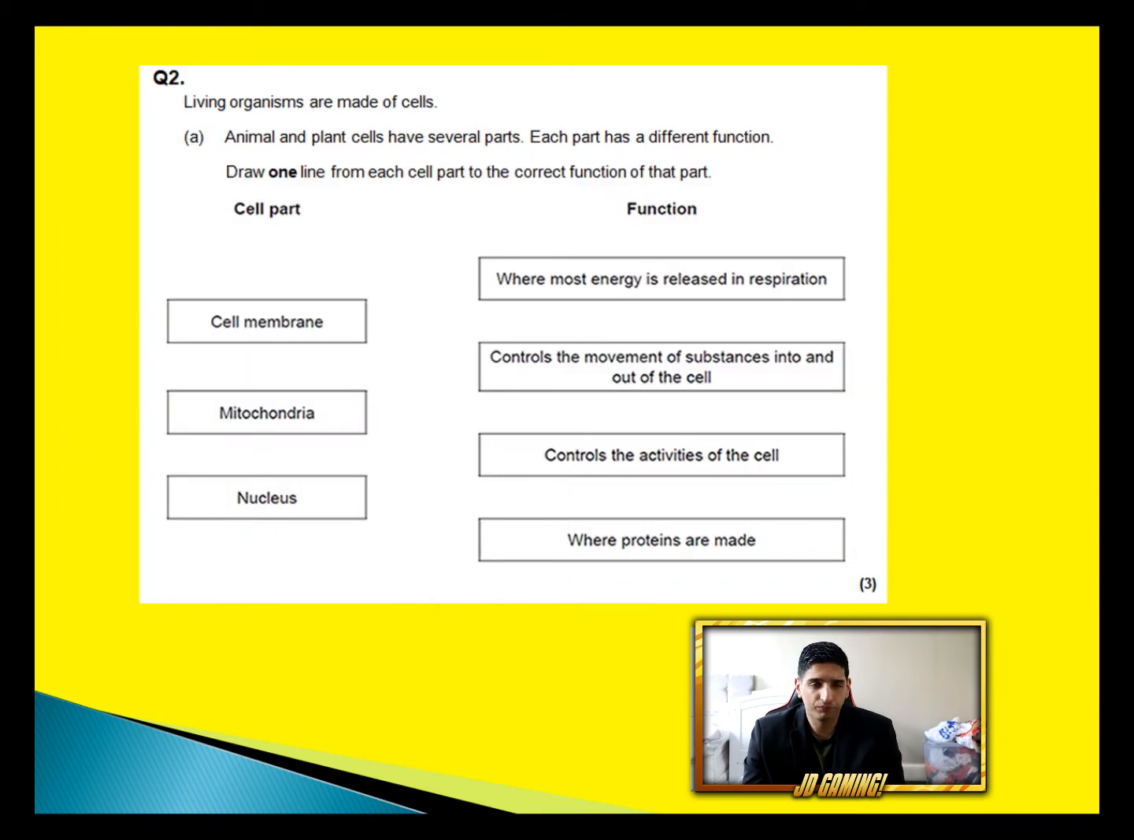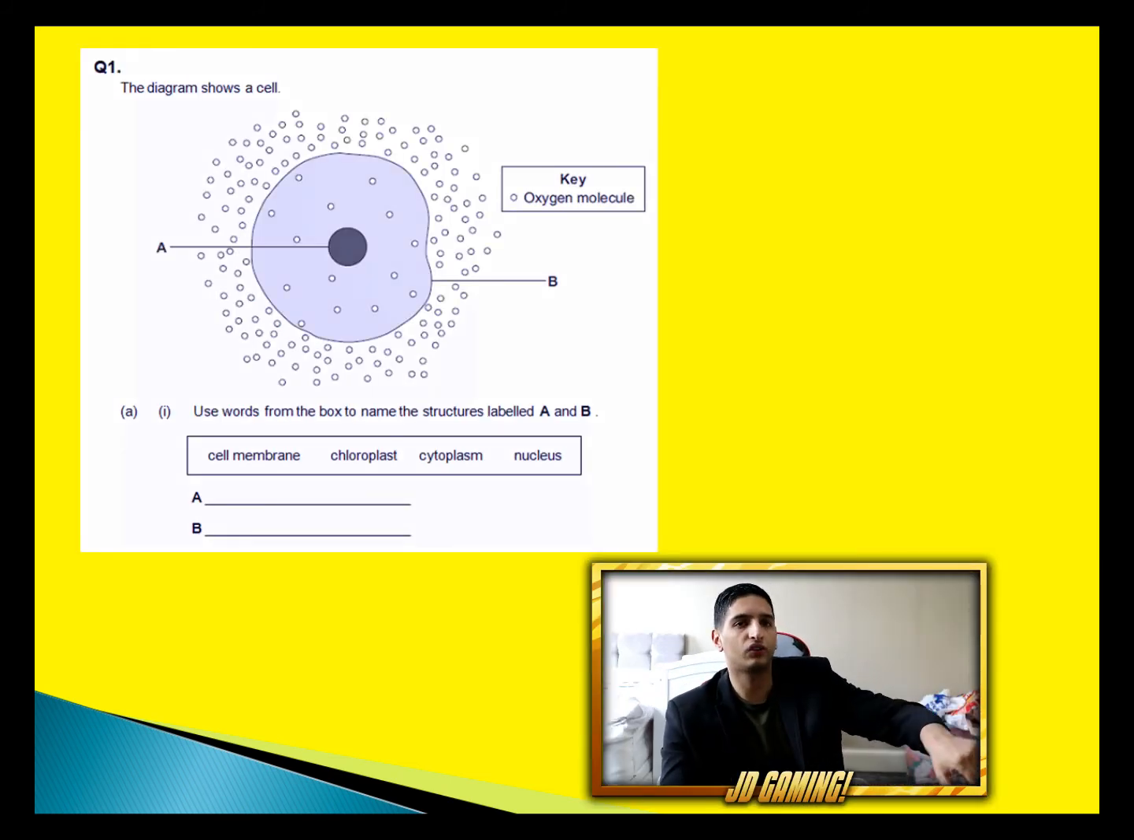Now exam questions will sometimes ask you to draw a line from the correct label to the correct function. Pause the video, have a go if you can by yourself. Now, cell membrane should go with controls the movement of substances into and out of the cell. Mitochondria should be the top one, where most energy is released in respiration, and the nucleus controls the activity of the cell. Where proteins are made would be the ribosomes, but that's not a question.